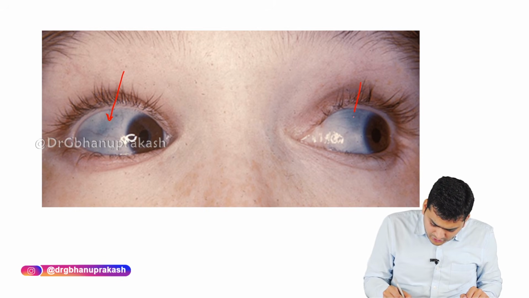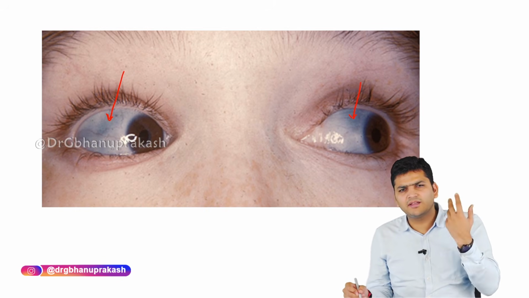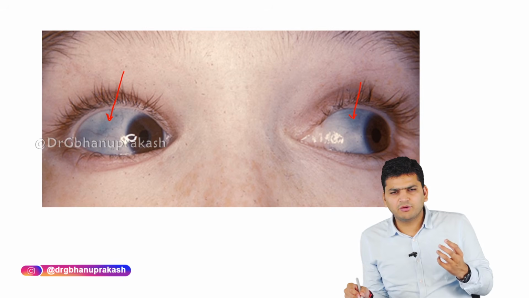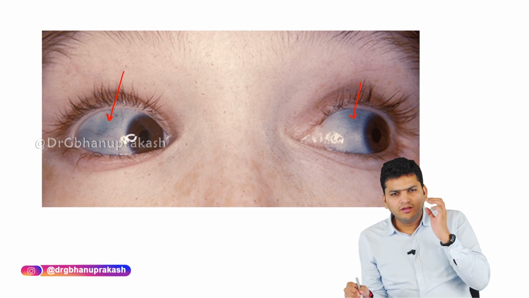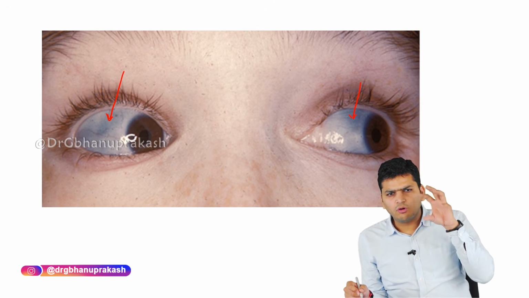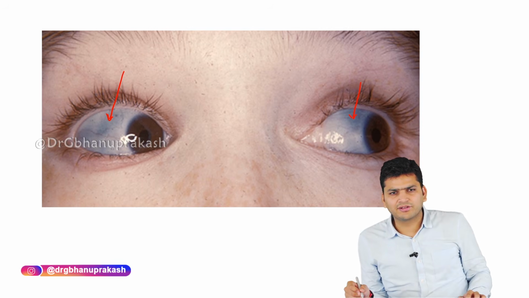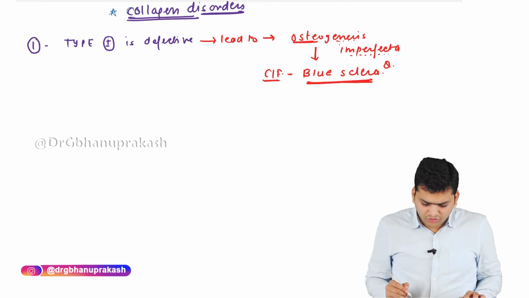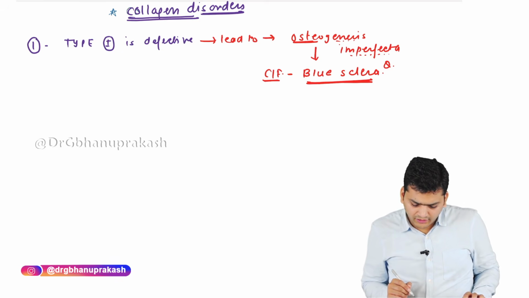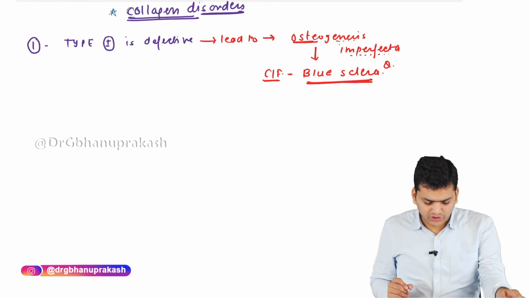This is the blue sclera. There is blue discoloration of the sclera. Normally this part of the eye is white. It is clearly visible from outside as white, but because in this child the sclera got thin, the choroid reflection is coming out and giving the blue discoloration, and that is called blue sclera. So this is one of the features that we should know regarding osteogenesis imperfecta, that is blue sclera.